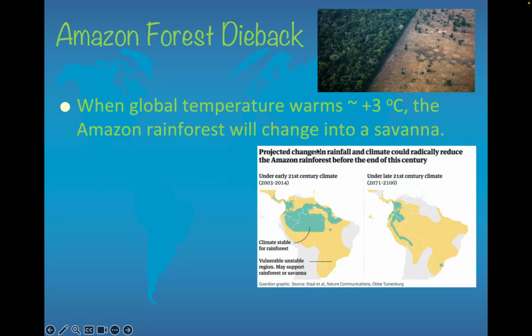It will change into a savanna. So right now, the amount of stable Amazon rainforest is in green. And the concern is if something doesn't change in the next 50 to 75 years, this would be the amount of stable rainforest. Well, this means that there will be decreased albedo.